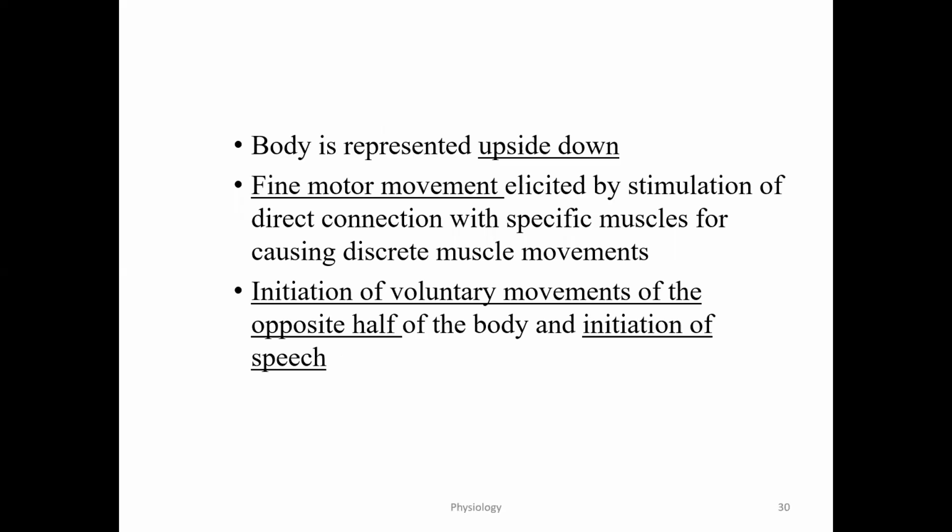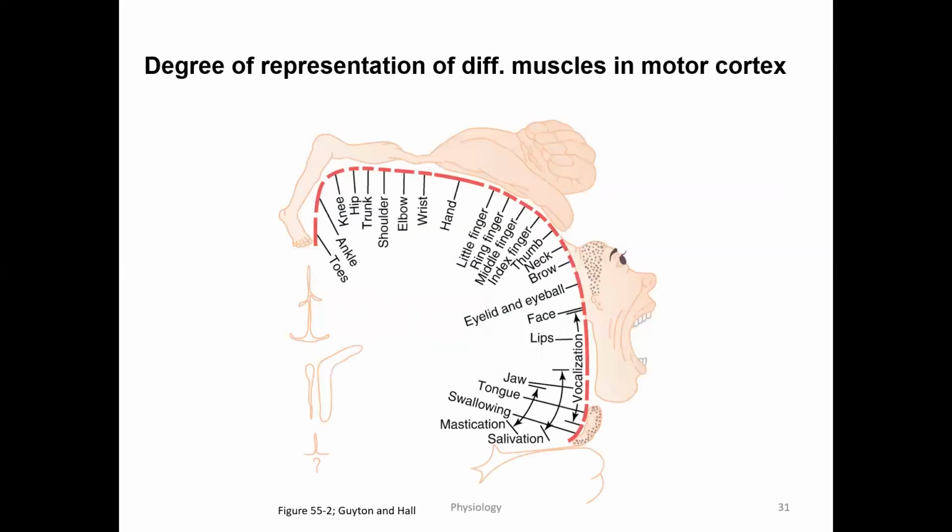And what are the functions of this primary motor cortex area? That is the initiation of fine motor movements, like writing and driving skills. Also the initiation of gross voluntary movements of the opposite half of the body. These are the main functions of the primary motor cortex area.